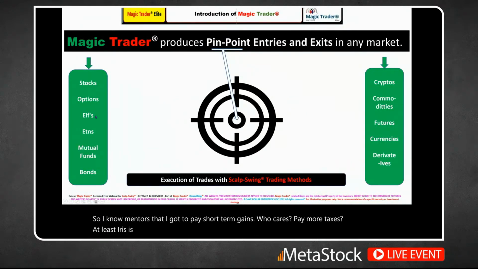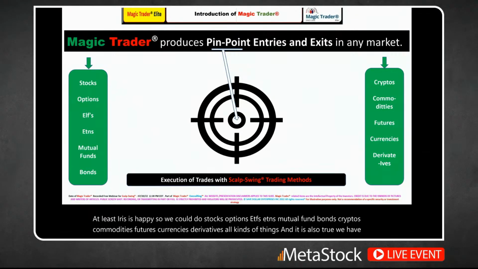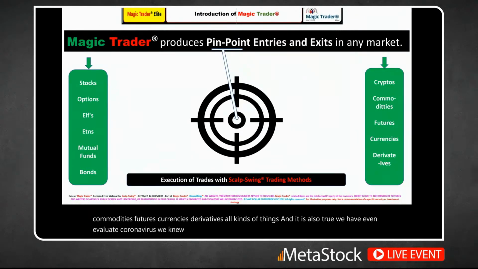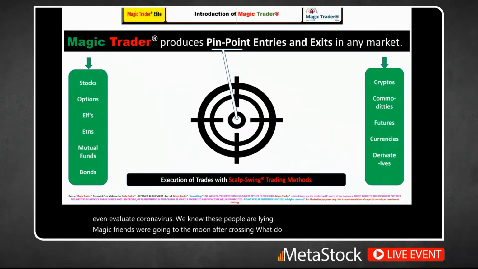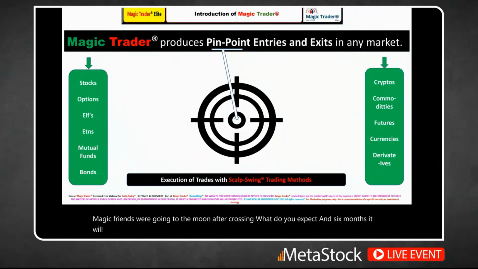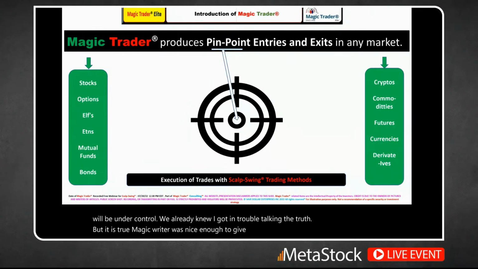So we could do stocks, options, ETFs, ETNs, mutual funds, bonds, cryptos, commodities, futures, currencies, derivatives, all kinds of things. And it is also true, we have even evaluated coronavirus. We knew these people were lying. Magic lines were going to the moon after crossing. What do you expect? And 6 months it will be under control. We already knew. I got in trouble talking the truth. But it is true. The Magic Trader writer was nice enough to give me the app, and I put it on Magic Trader. Holy shit, this baby is not stopping. We knew in the first 6 months. I said they are all full of crap.